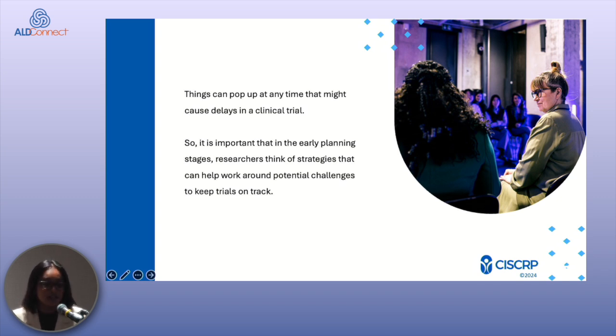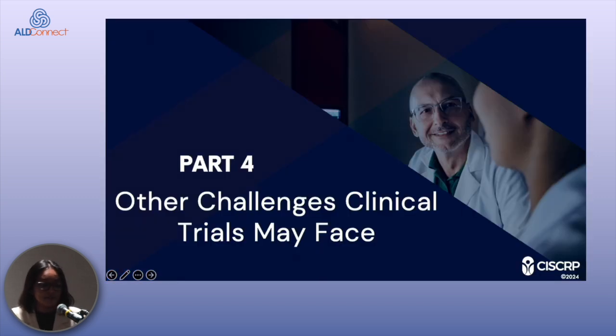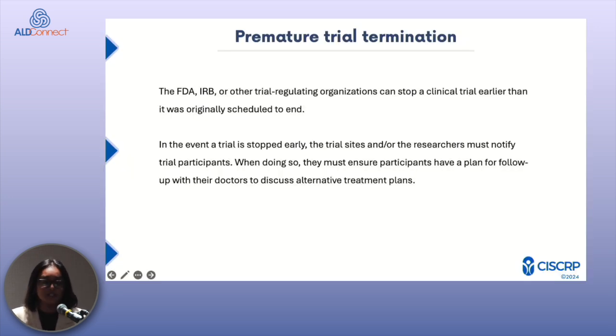So it's important that in the early planning stages, researchers think of strategies that can help work around potential challenges to keep the trials on track. All right, jumping into part 4, any other challenges clinical trials may face, and I'm going to touch on 2 different ones here. The first being premature trial termination. So the FDA, IRB, or other regulating organizations can stop a clinical trial earlier than it was originally scheduled to end.